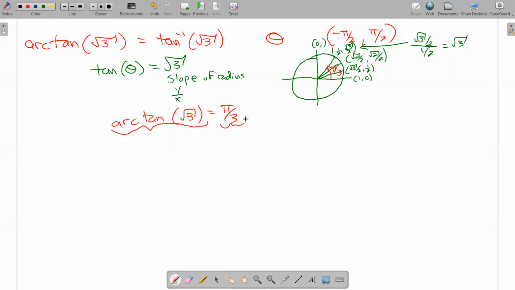So again, knowledge of special angles is important. Sometimes we do need exact answers. Let's try another.